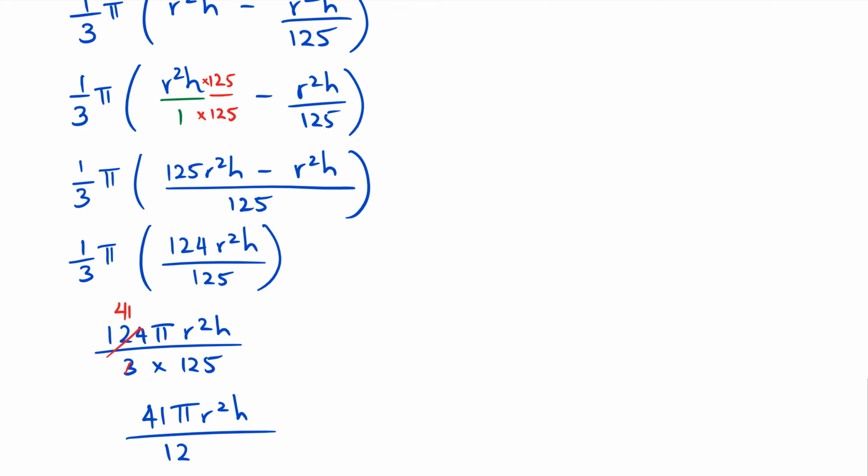So guys, that is basically what the volume of that special measuring cup is, which is like a cone with another cone cut off. So basically the measuring cup's volume, we can say, is equal to 41 pi r squared h over 125.